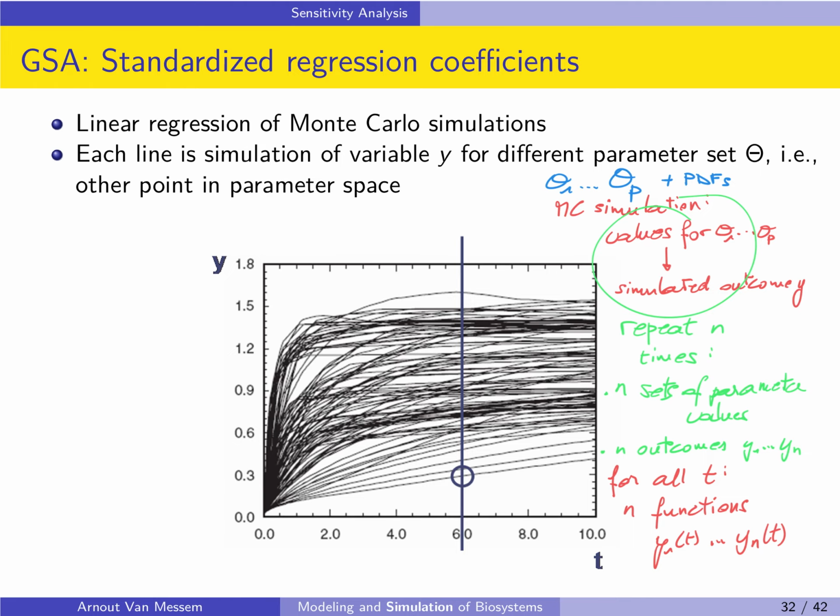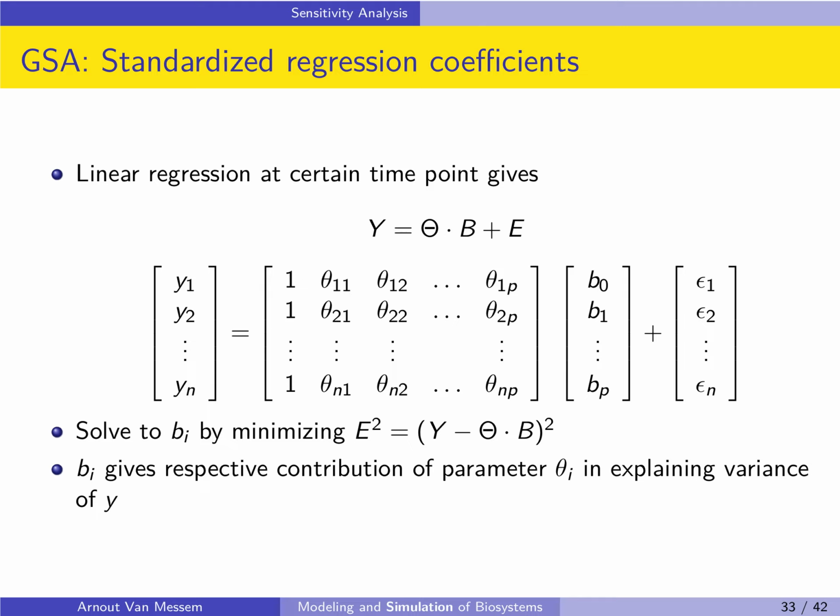And the line indicated in blue gives you all the simulated values at time point t equal to 6. To determine the standardized regression coefficients, we then perform a linear regression at a certain time point. So for example, we will take t equal to 6 and do a linear regression on all the y values that we have at t equal to 6.